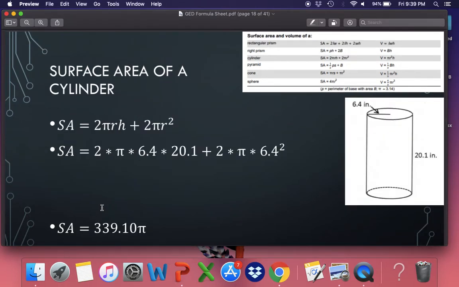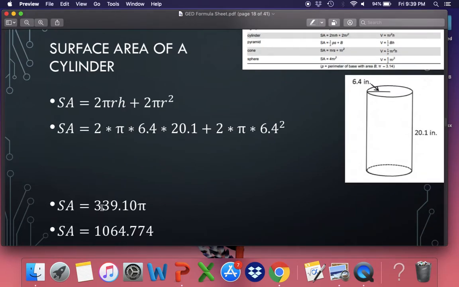Next, we'll do surface area of a cylinder. So we're going to wrap a cylinder or paint a silo or can. So this one is twice times pi times the radius times the height, plus twice times pi times radius squared. So 2 times pi, which is in your calculator, 3.14, which it tells you to use on the formula sheet.